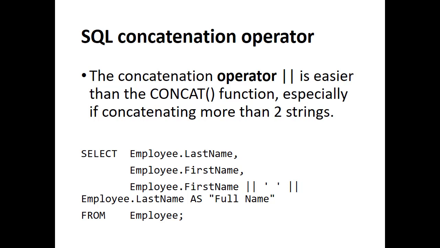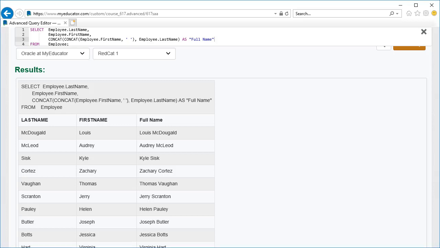I'm taking the employee's first name and I'm concatenating it with a single space. That's a single quote, a space, and a single quote. What's inside of there? A single space. To that, I'm concatenating on the employee's last name. Again, I'm giving this an alias of full name so that it looks nice in my query results. And let's see what this would look like when I run it.